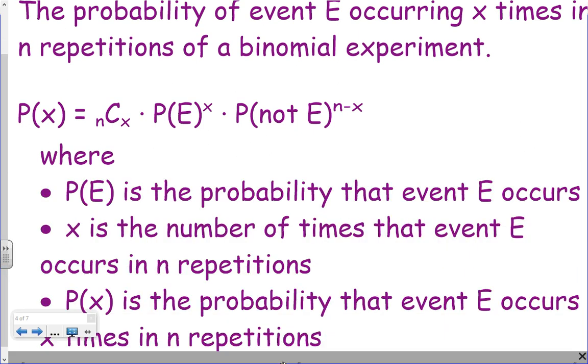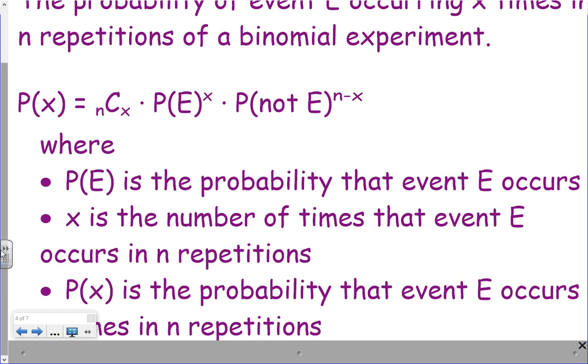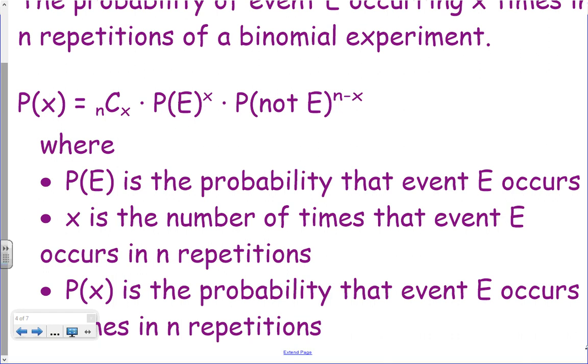And just so we're clear on what all these represent, here's what each of those means. The P of E is the probability that this event occurs. In our case, it was the probability of flipping heads. It was a bent coin, so it was only a 40% chance of that, so that was 0.4. X is the number of times that event E occurs in those N repetitions. We wanted to get heads 2 times, so X was 2. And the number of repetitions, N, was 5. We were flipping the coin 5 times.